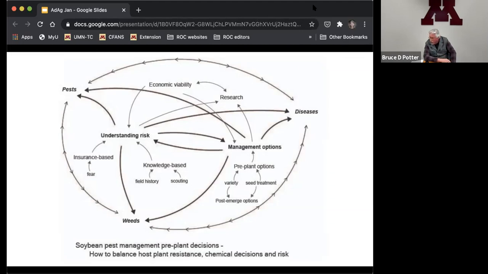So let's get started. I'm going to go through the panelists here. First one, we've got Jim Kurle. And Jim, do you want to just make a brief statement on what you think, a sentence or two on what you think is really important in planning for pest management early in the season?